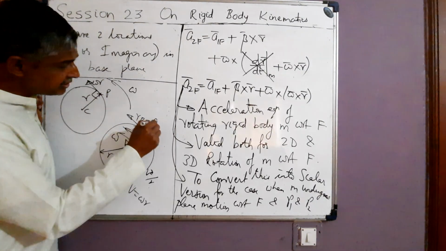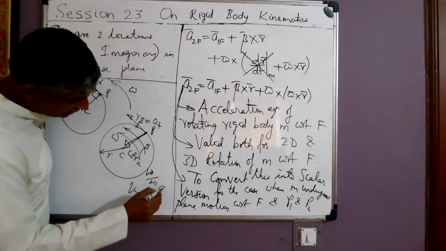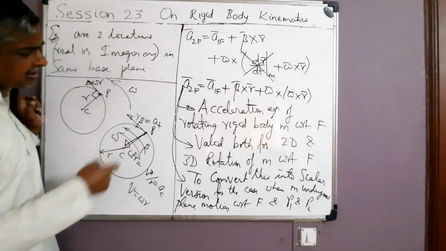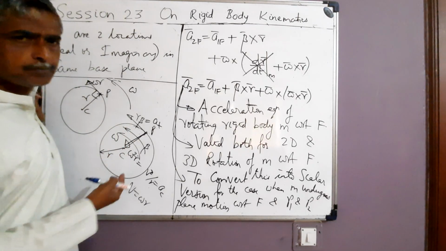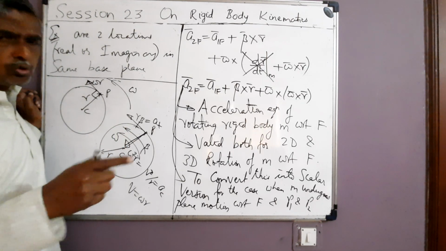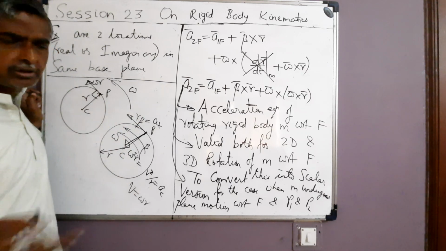So the net acceleration of P will be the vector sum of these two, omega square r and r beta. This is called the centripetal acceleration, AC. And this is called the tangential acceleration. All these things I have discussed in great detail in the videos on circular motion kinematics. If you go there, you will get all those things. If you open that playlist, you get all those things.